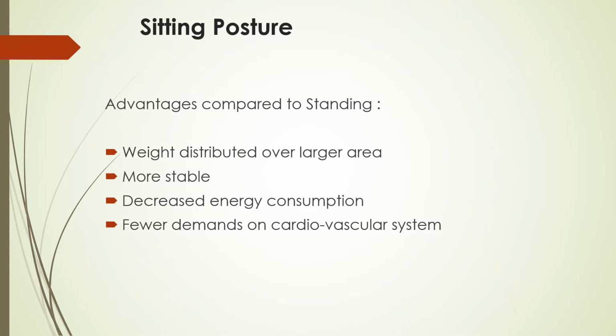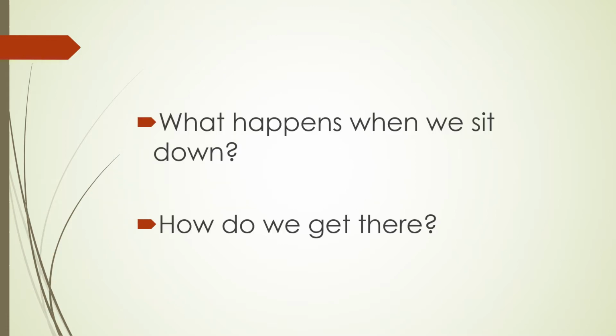There are some advantages of sitting over standing, and one of these is that the body weight is distributed over a larger area. This means that our body is in a more stable position. This also helps to decrease our energy consumption, thus having far fewer demands on our cardiovascular system. So what is the biomechanical explanation of how we sit and how do we get there?